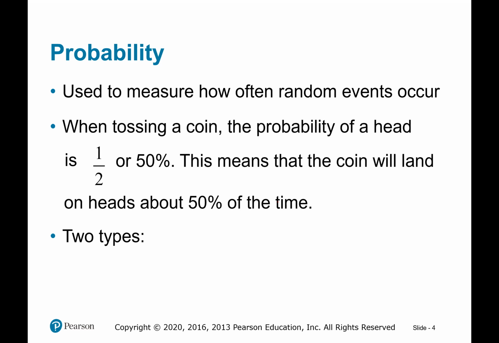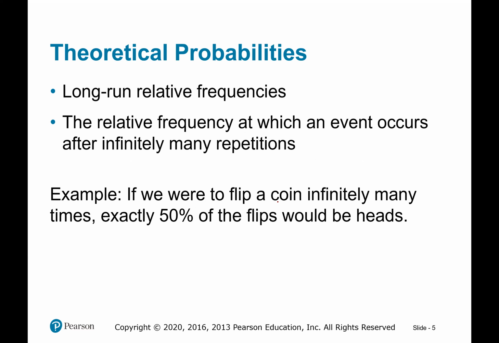So how many kinds of probability do we have? First is called theoretical probability, and the second one is empirical probability. Okay, so what is theoretical probability? It is like the long run. It is what happens when you do an experiment many times.